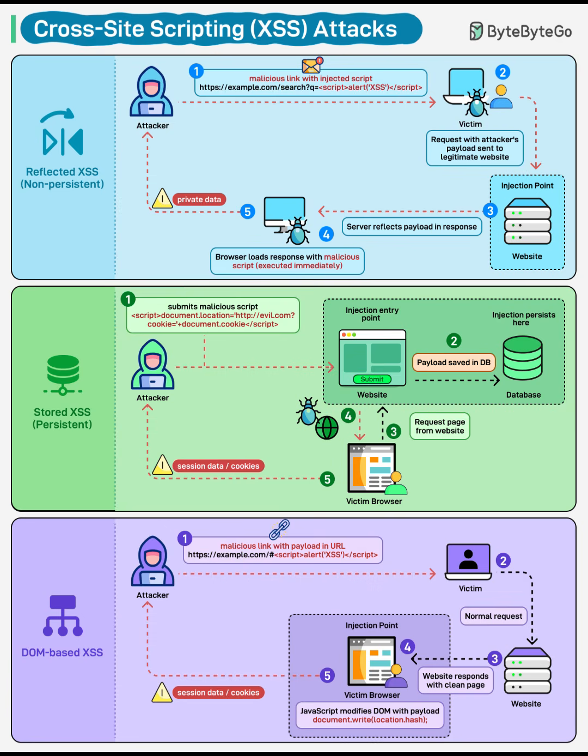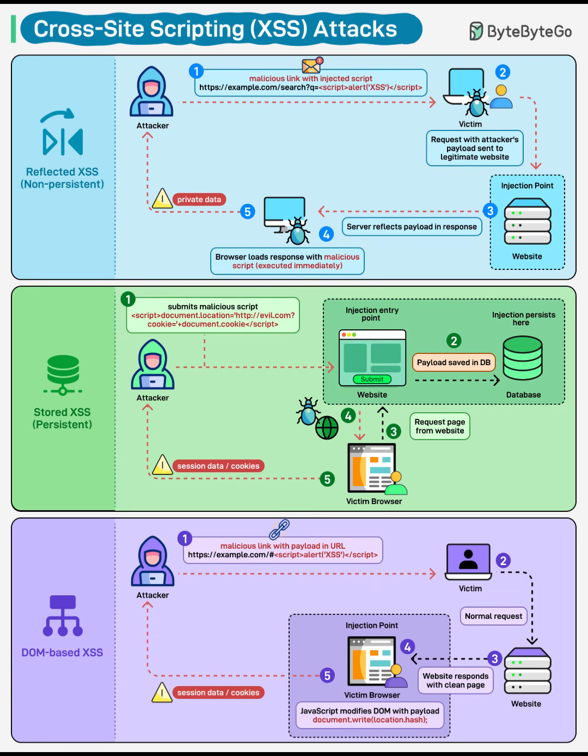Common sinks and sources. Risky sinks: innerHTML, outerHTML, document.write, setTimeout with strings, jQuery.html. Risky sources: URL parameters, fragments, postMessage, and any user-controlled string. Treat all of them as hostile.